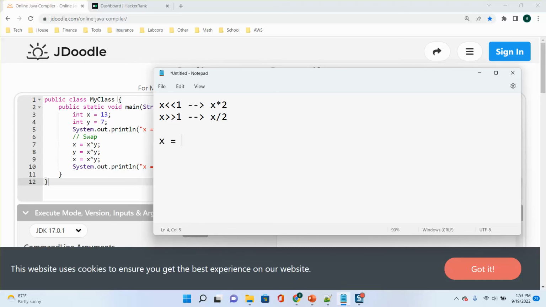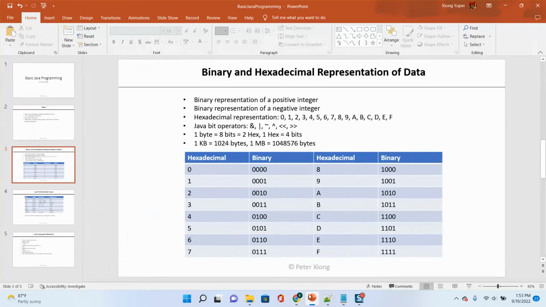So suppose x equals 5. 5 is 0, 0, 0, 0, 0, 1, 0, 1. Okay. Now x shifts to the left. It means I will make a 0 at the end. So it becomes 0, 0, 0, 0, 1, 0, 1, 0. Right? I move this 1, 0, 1 to the left by 1 unit. Now this actually is equal to 10. Right? 1, 0, 1, 0 is 10.